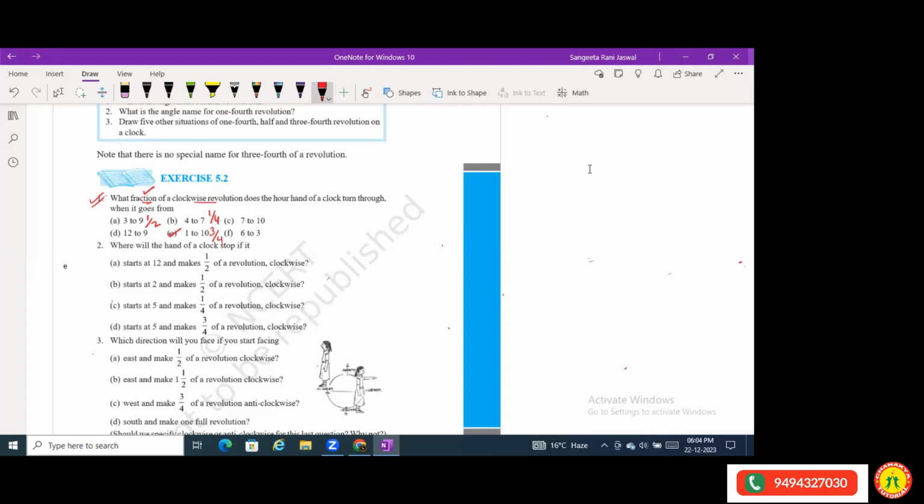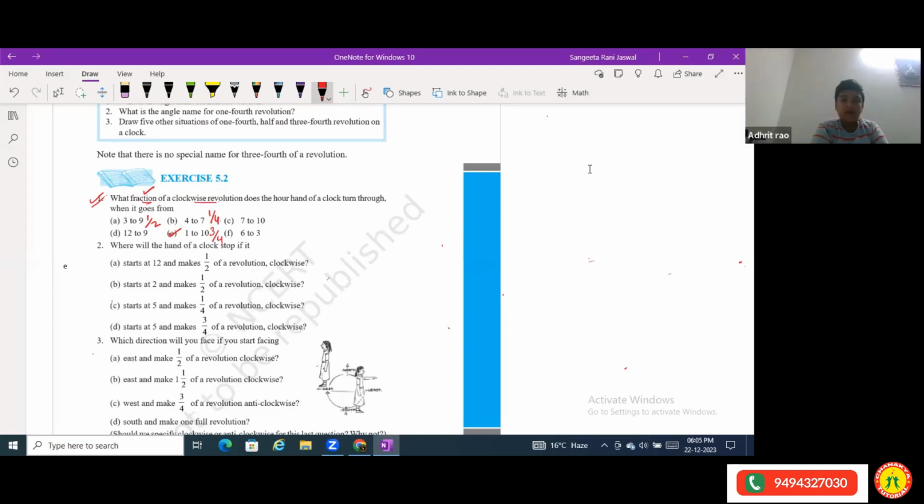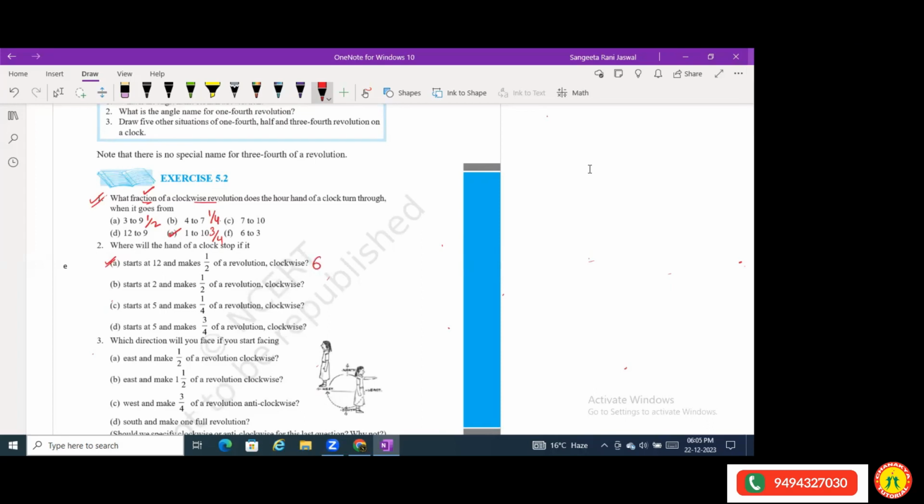Thank you, ma'am. Okay. Now question 2. Where will the hand of the clock stop if it starts at 12 and makes half of a revolution clockwise? The hand of the clock starts from 12 and has to complete half a revolution. Where will it stop? Quickly give the answer. Ma'am, 6 o'clock. 6 o'clock, very good. So if the clock starts from 12 after making half a revolution, it will reach 6.